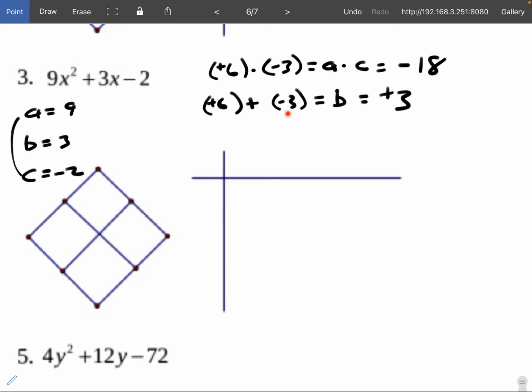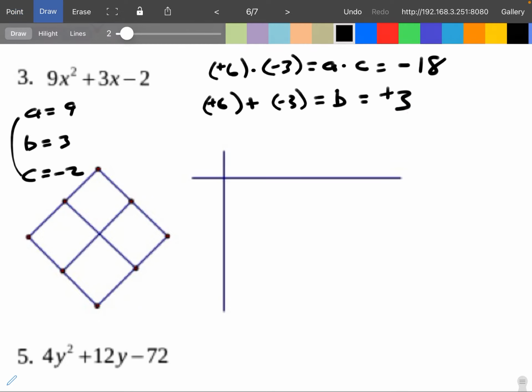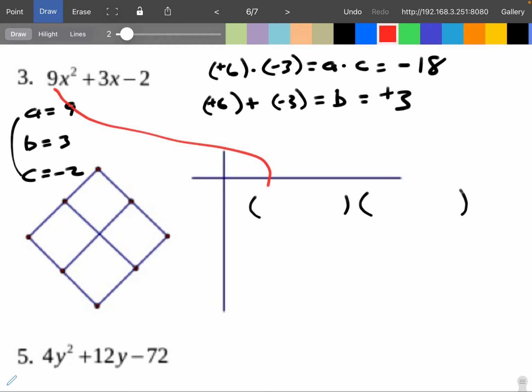So if you multiply those together, +6 times -3 gives you -18. If you add these together, +6 plus -3, you get +3. So again, on this one, when we go to write our answer, A is not 1. So you need to bring that A down, and you need to write it right there and right there.